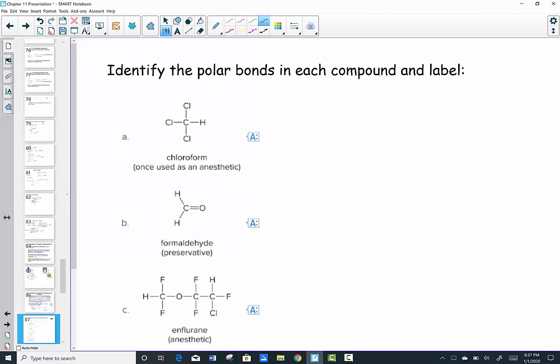So let's practice. Identify all polar bonds in each of the compounds and label them with their distribution of charge.